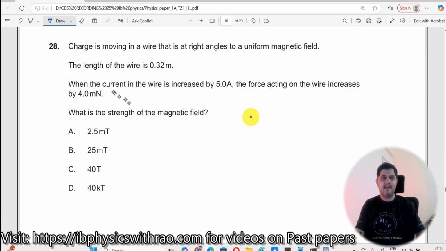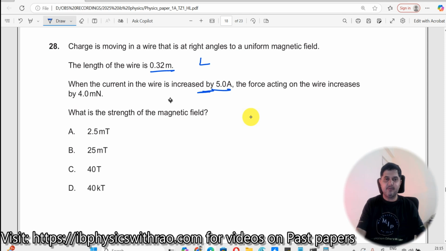Question number 28. Charge is moving in a wire that is at a right angle to a uniform magnetic field. The length of the wire is 0.32 meters. L is given to you. The current in the wire is increased by 5 amperes. Current is increased by, note that this is not "to".